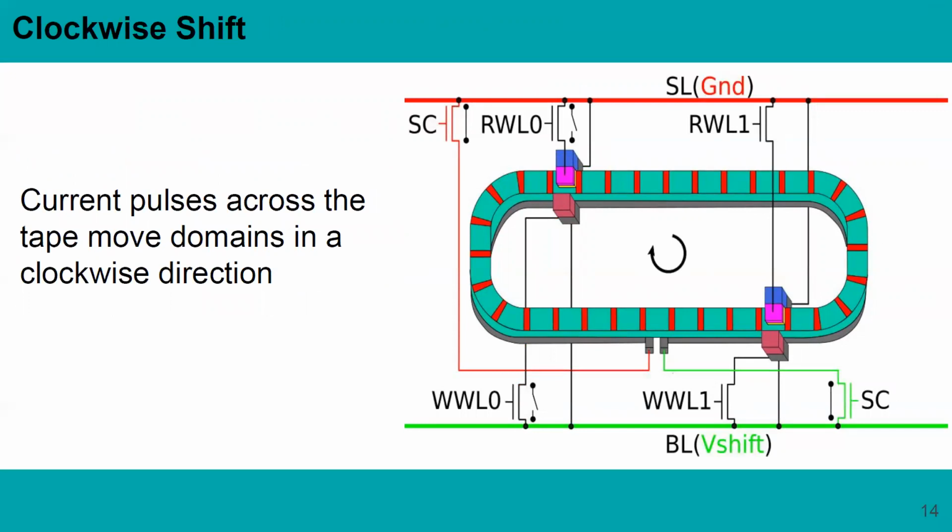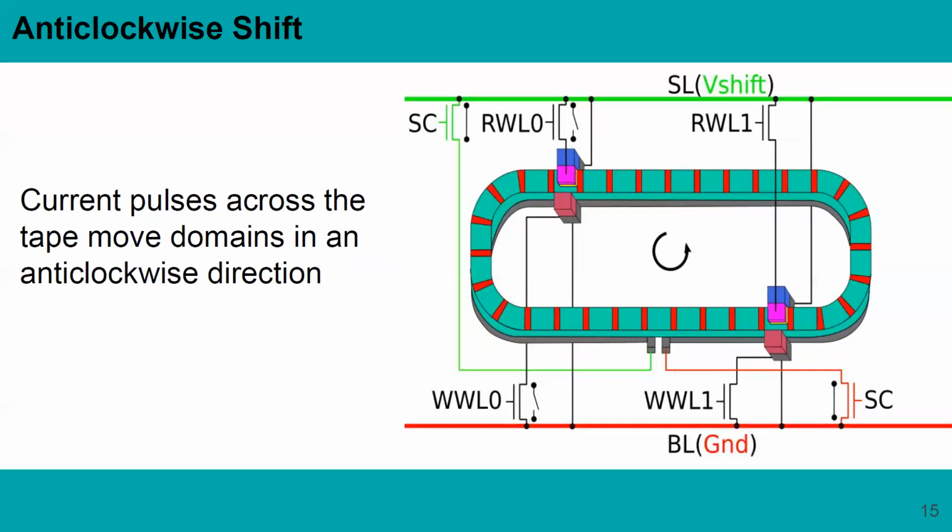Shifts are performed through the SC transistors. Depending on the voltage at SL and BL, current flows in either clockwise or anti-clockwise directions across the tape. In this example, with SL and BL set to 0 and 1 respectively, shifts are performed clockwise. If values at SL and BL are reversed, shifts are performed in the other direction.